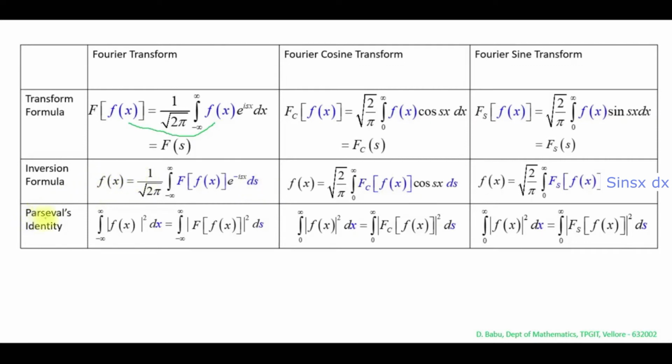Next, the Parseval's identity formula. Integration from minus infinity to plus infinity of modulus f of x the whole square dx equals integration from minus infinity to plus infinity of the Fourier transform of f of x whole square ds.